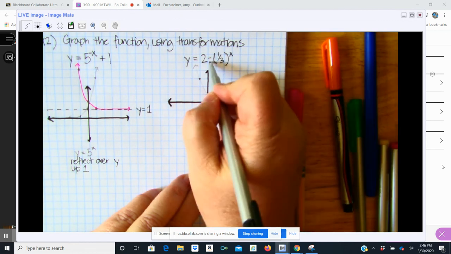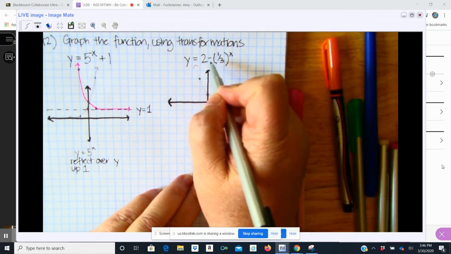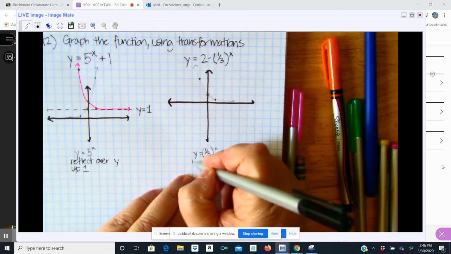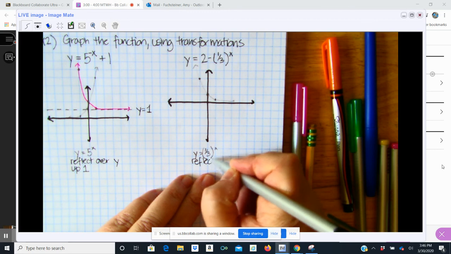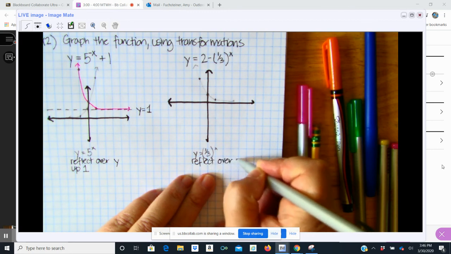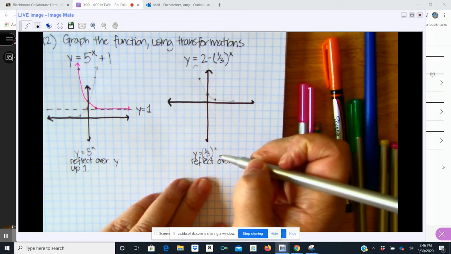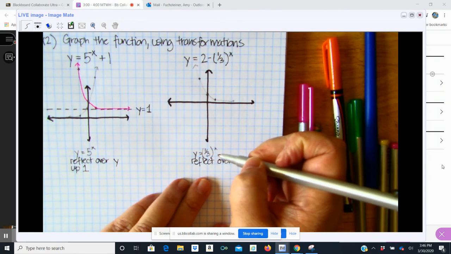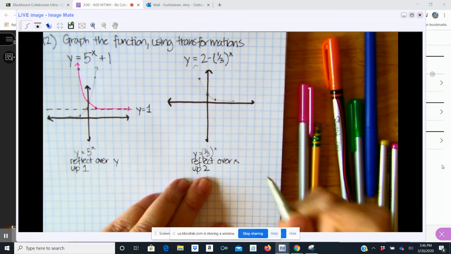Now, what's this negative going to do? Reflect it over the x-axis. That is outside the function, so it will reflect over x. And that 2 is going to move it up 2.